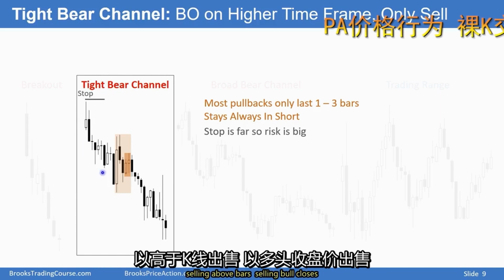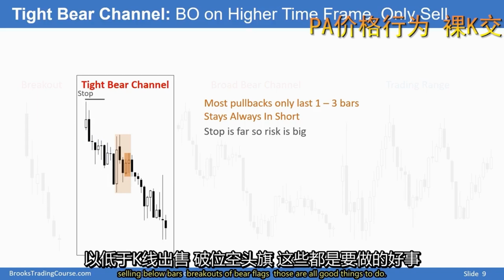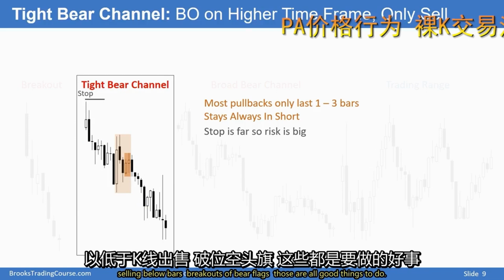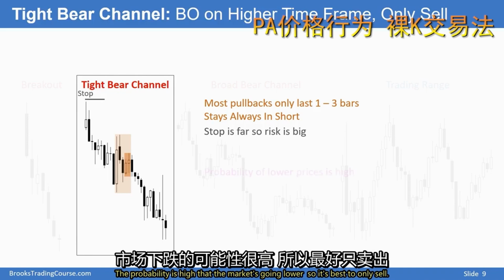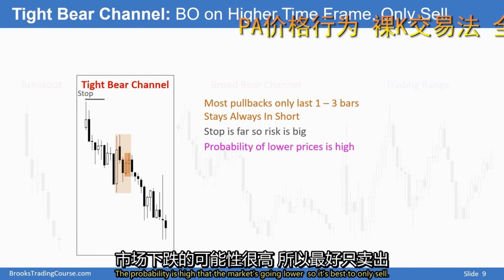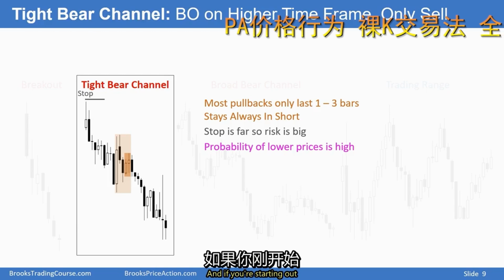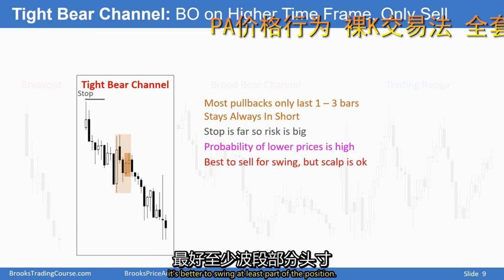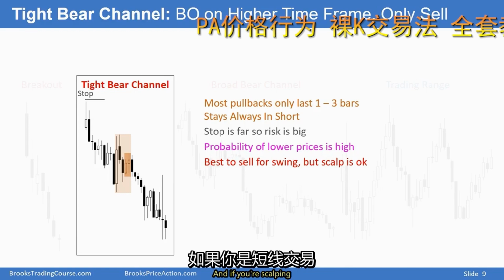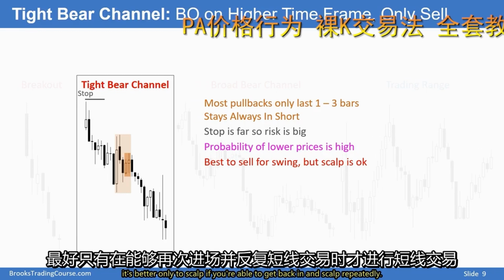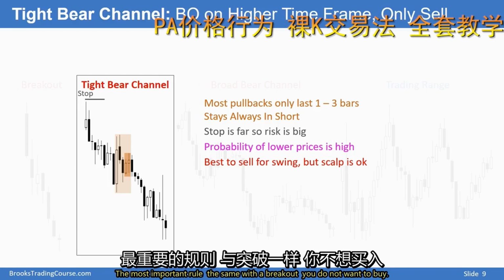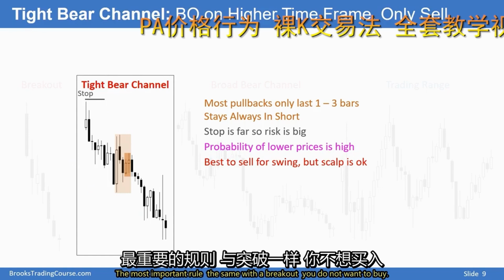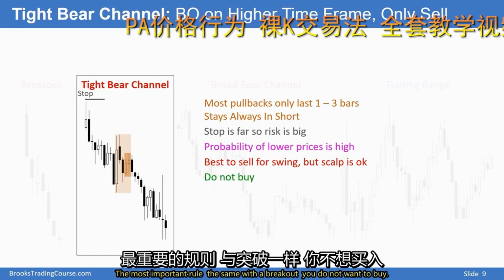Selling for any reason, selling bear closes, selling above bars, selling bull closes, selling below bars, breakouts of bear flags. Those are all good things to do. Simply selling at the market at any time. The probability is high that the market's going lower, so it's best to only sell. And if you're starting out, even for most traders, it's better to swing at least part of the position. And if you're scalping, it's better only to scalp if you're able to get back in and scalp repeatedly. The most important rule, the same with a breakout, you do not want to buy.